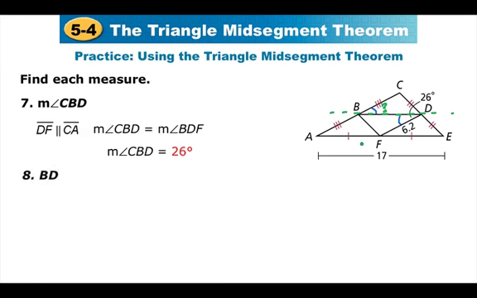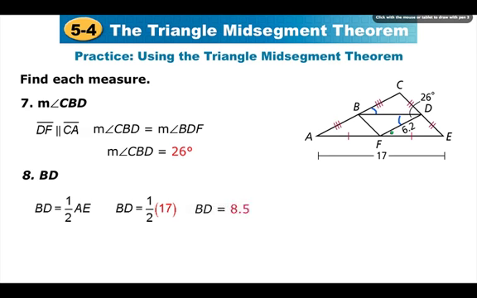Number 8, BD. Let me get rid of this. I'm looking for BD, which is this distance. This is the midsegment of this side here. So then if this is 17, there's a relationship between 17 and BD. Here it is. So to find BD, I just need to divide 17 by 2 or multiply by half. And this is how I get 8.5 for BD.